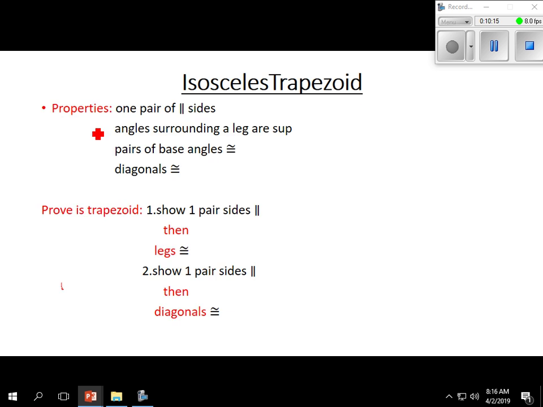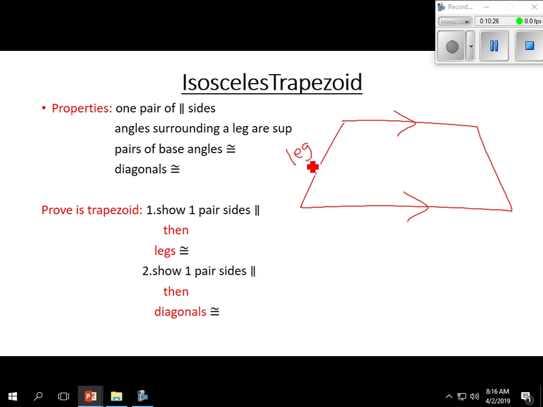An isosceles trapezoid, just like an isosceles triangle, is a trapezoid where these two sides are parallel and the two legs are congruent to each other. That's what makes it an isosceles trapezoid. And you notice if we went up here and did this, it looked like an isosceles triangle, like cutting off the top part of an isosceles triangle.